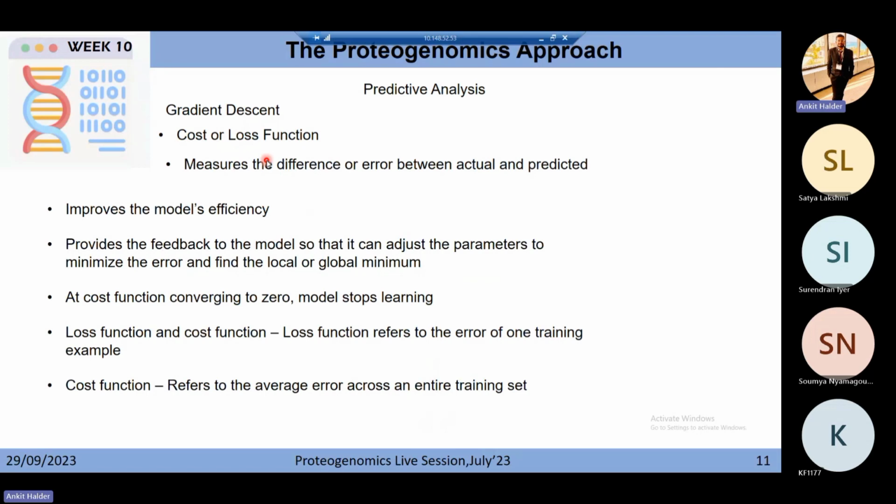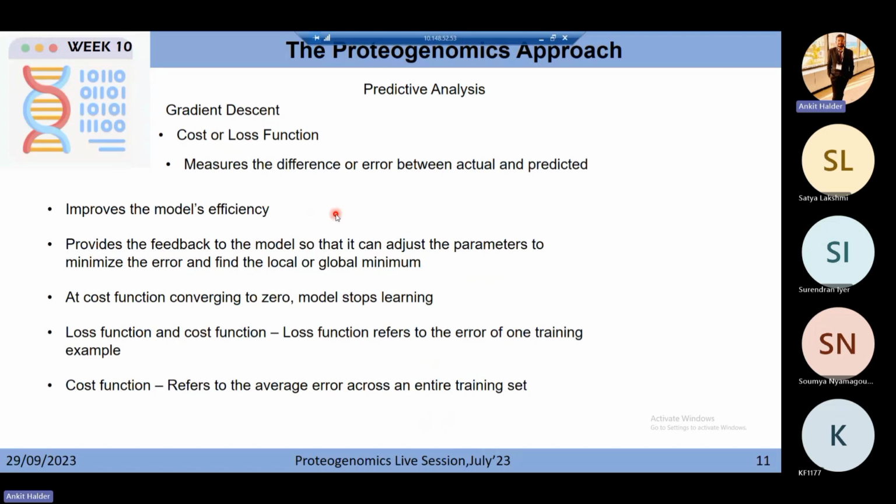We have been talking about the cost or loss function for a long time, but what is this actual cost or loss function? It is nothing but a measure of the difference or error between your actual and the predicted values. So what is your actual value and what is predicted? I hope you have understood.